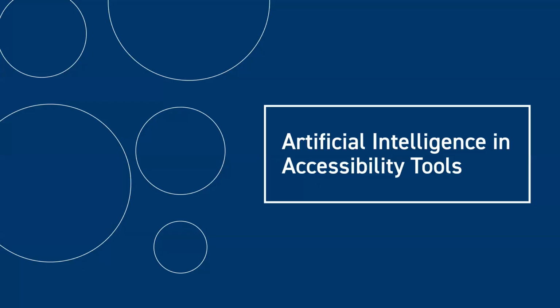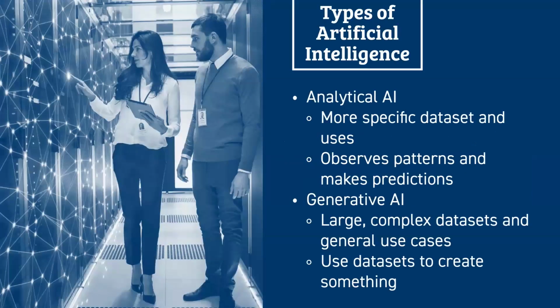So starting with artificial intelligence in accessibility tools. Types of artificial intelligence are important when we consider this. There are 2 really big overarching types of artificial intelligence that you're going to run into. The first is analytical AI. It's a specific data set and use. It observes patterns and makes predictions. It tends to have a smaller data set, and this is the kind of AI that's been around since like the 90s. You've been using AI in some form for a really long time, just without realizing it.